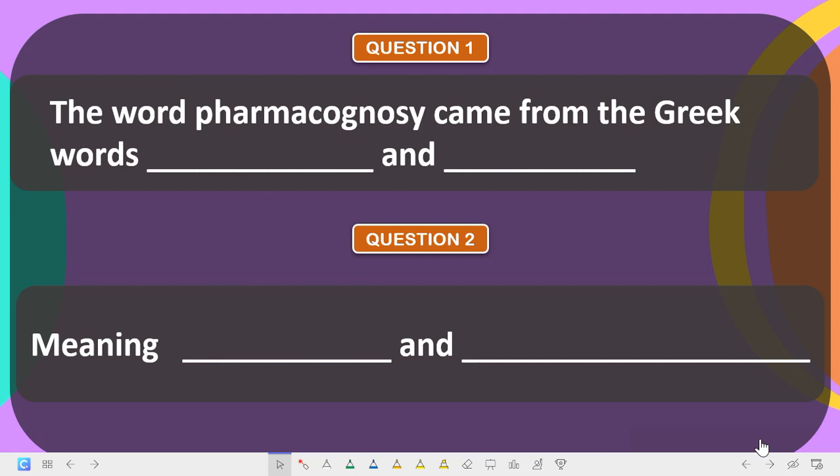Now, the first question says the word pharmacognosis came from the Greek words. Can I still remember? It comes from the Greek words pharmakon and kignosko. Pharmakon meaning drug, and kignosko meaning to acquire knowledge. So we can say pharmacognosis deals with acquisition of knowledge about drugs. So that is that for that question.